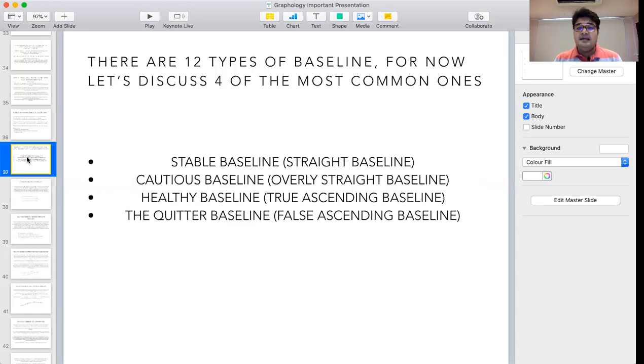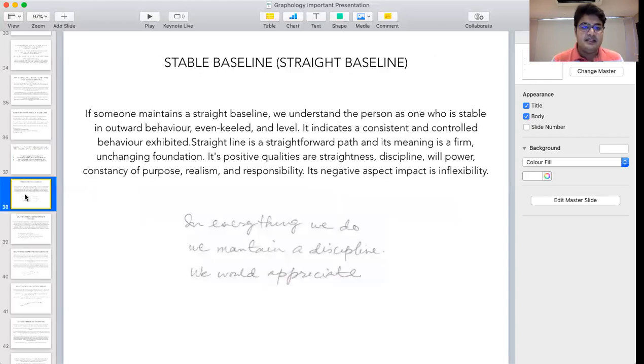Now, ideally, there are 12 types of baselines, but for now, let's discuss 4 of the most common ones. First one is a stable baseline, which is a straight baseline. Cautious baseline is an overtly straight baseline. Healthy baseline, true ascending, means it's going a little above, right? Quitter baseline, it's a false ascending, which is going down. Let's have a look at these baselines.